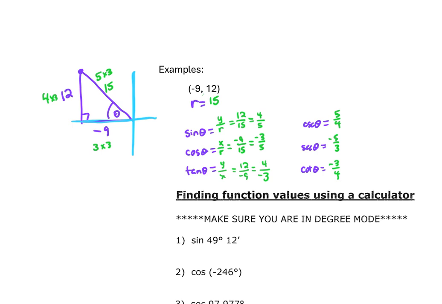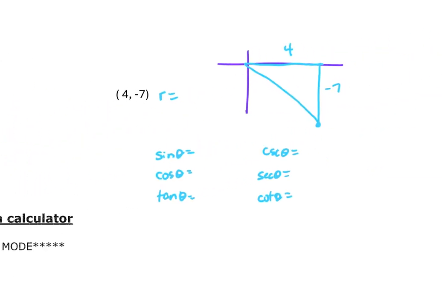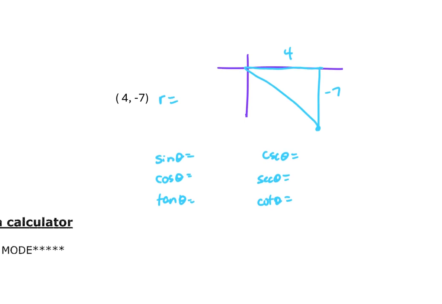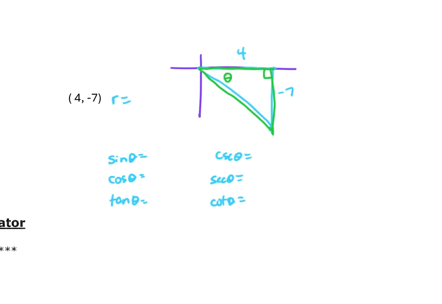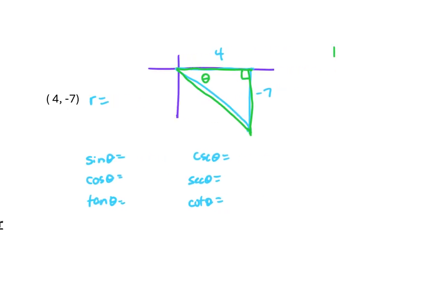This next example, if you notice, I've drawn in on the coordinate plane again. I'm going out a distance of 4, I'm going down a distance of -7, and then I'm going to create this right triangle. And we are going to have to figure out what our r is equal to. We've got to do Pythagorean theorem. So that would be 16 plus 49 is equal to r squared. We get that r squared is equal to 65. So r is the square root of 65.